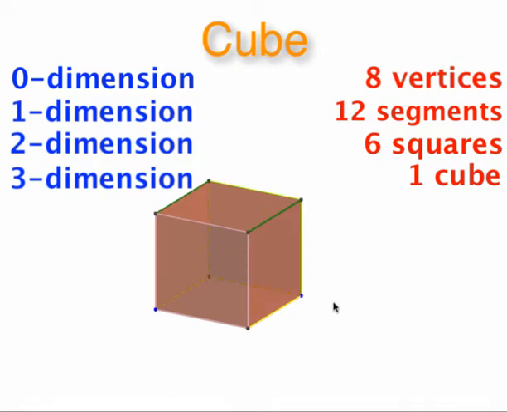How many one-dimensional objects? 1, 2, 3, 4, 5, 6, 7, 8, 9, 10, 11, 12 segments or edges. So 12 one-dimensional objects. How many two-dimensional objects? How many squares? Well, there'd be 6. 1, 2, 3, 4, 5, 6, just like a cube, to create a three-dimensional object.